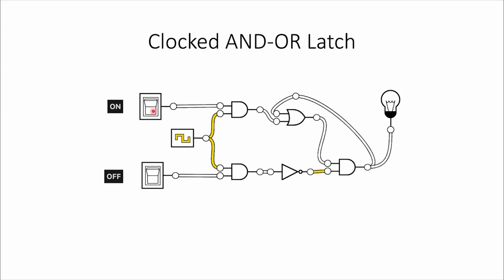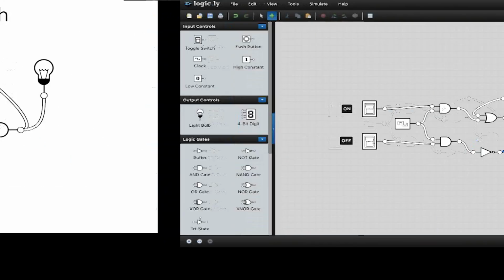So the point is that when this clock is off, I'm not allowed to change the state of this latch. But when the clock is on, then it behaves like a normal latch, because you can think of this as just the same thing as a regular AND/OR latch if the clock stays on. So rather than try to explain this, let's look in Logicly to see this in action.